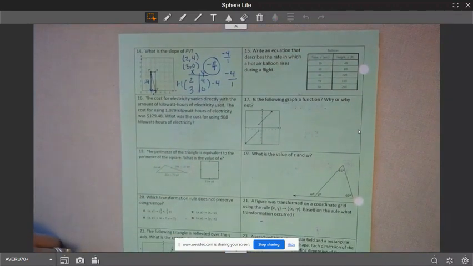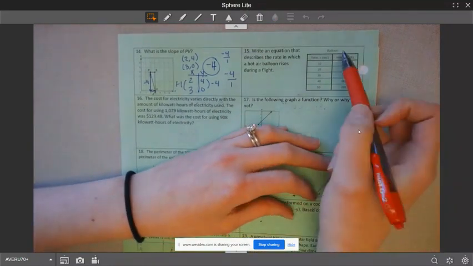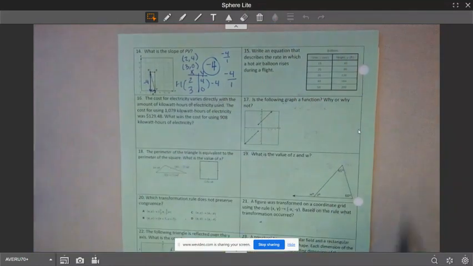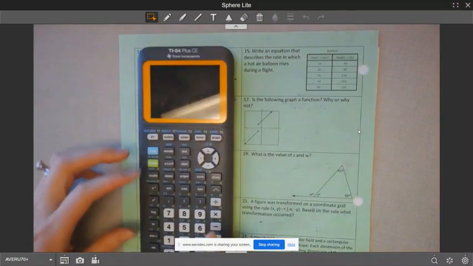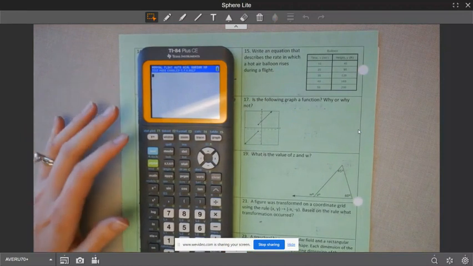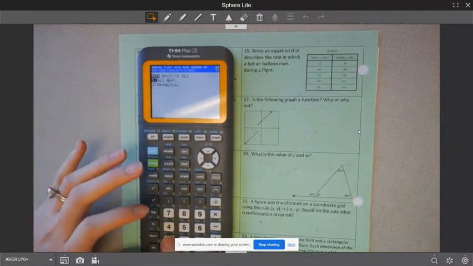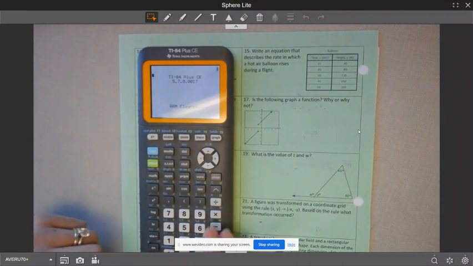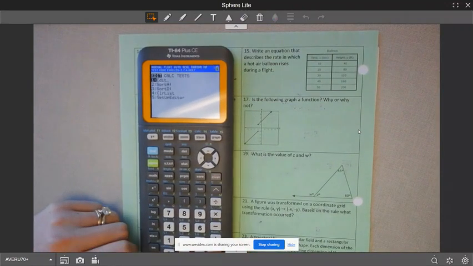Write an equation that describes the rate at which the hot air balloon rises during a flight. Okay, so I have a table here. We can use those points and enter them in linear regression, and it will write the equation for us. So I'm going to clear my calculator first. Now I'm going to hit stat, enter.